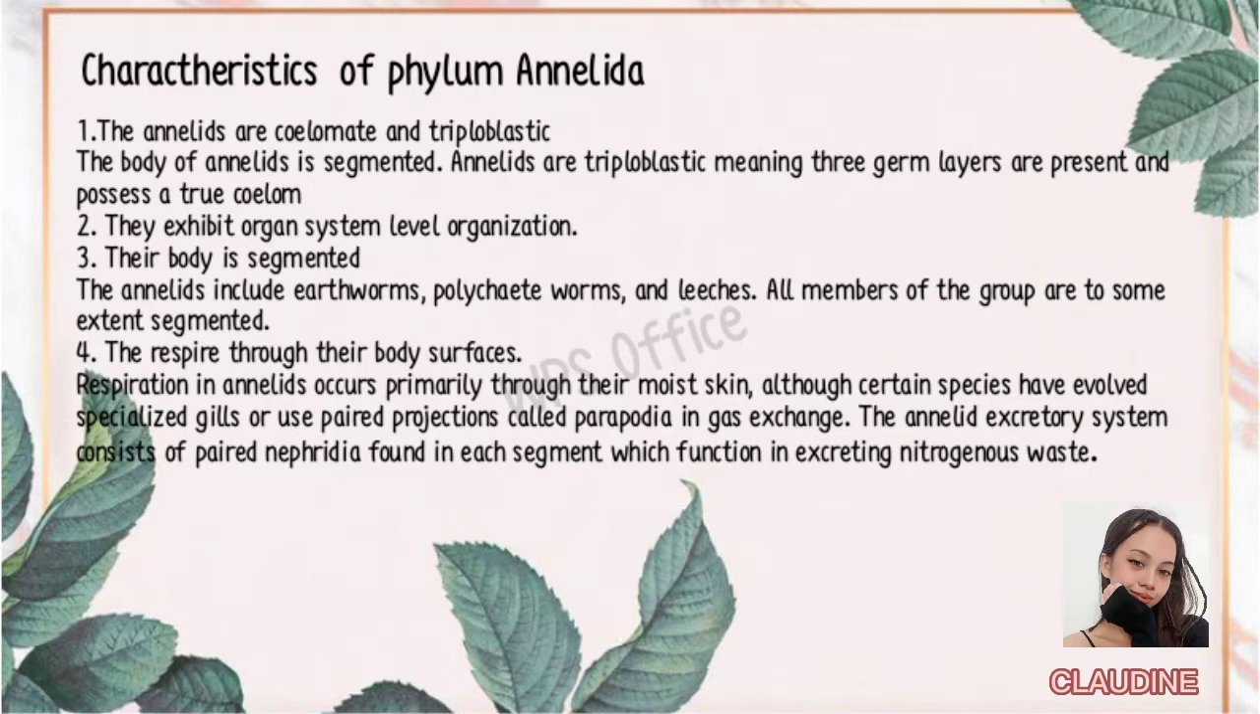Number 4, they respire through their body surfaces. Respiration in annelids occurs primarily through their moist skin, although certain species have evolved specialized gills or use paired projections called parapodia in gas exchange. The annelid excretory system consists of paired nephridia found in each segment, which function in excreting nitrogenous waste.